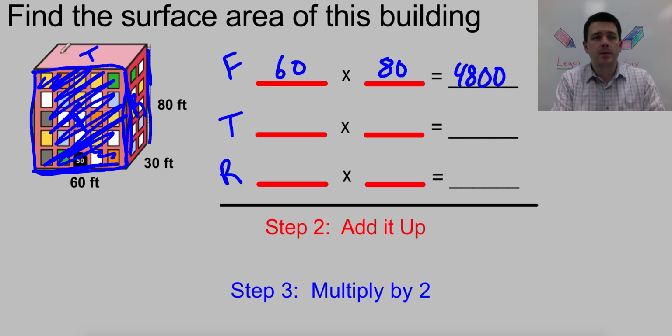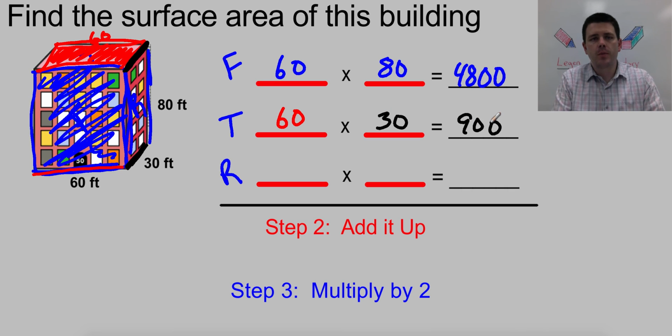Then I want the top. That's this section up here. So this whole thing, I want the area of it. Well, this long edge here is the same as this long edge down here. So that's 60. The shorter edge, this edge here, is the same as this edge down here, which is 30. 60 times 30 is 900.